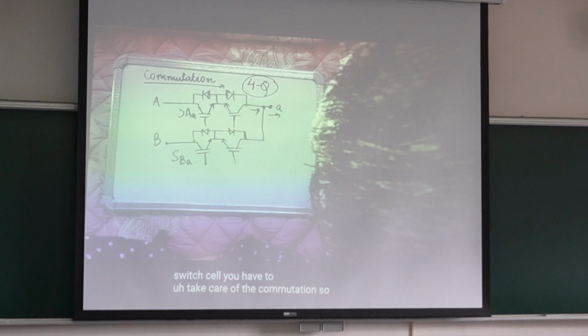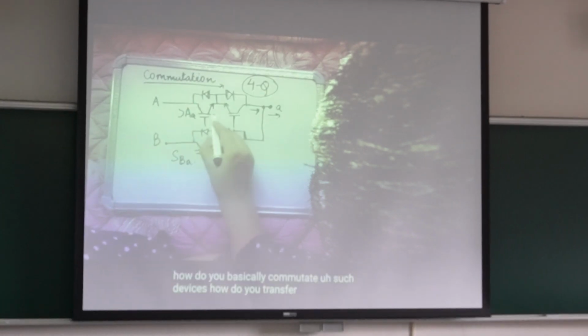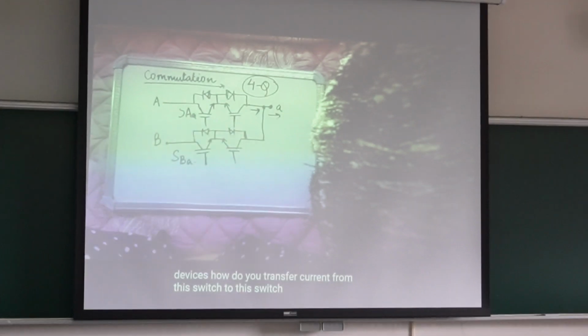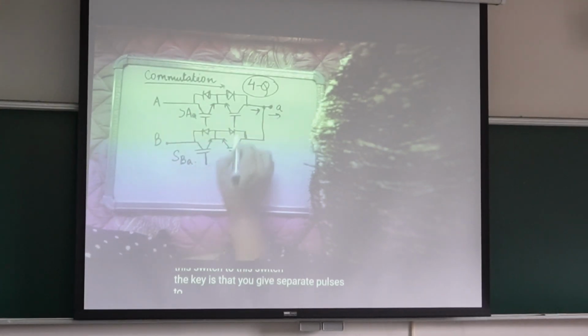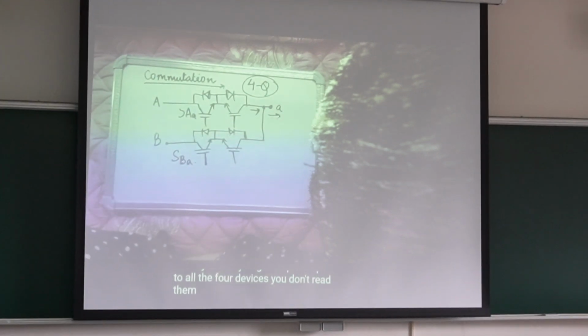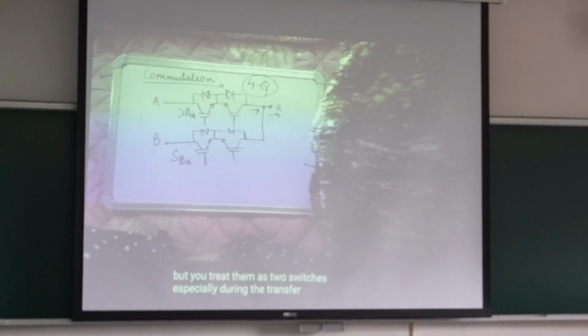But whenever you have to deal with such a switch cell, you have to take care of the commutation problem. So how do you basically commutate such devices? How do you transfer current from this switch to this switch? The key is that you give separate pulses to all the four devices. You don't treat them exactly like one switch, but you treat them as two switches, especially during the transfer of current.